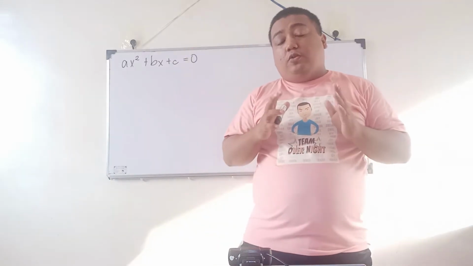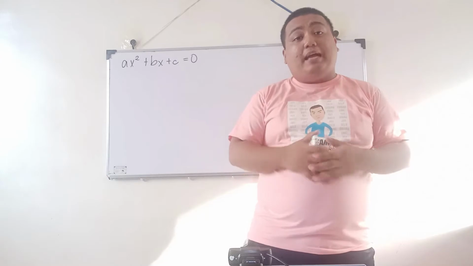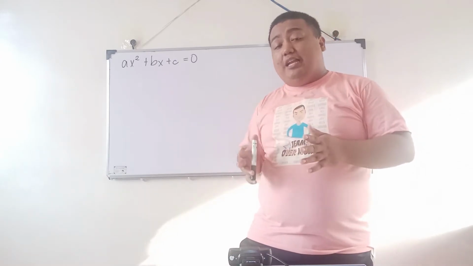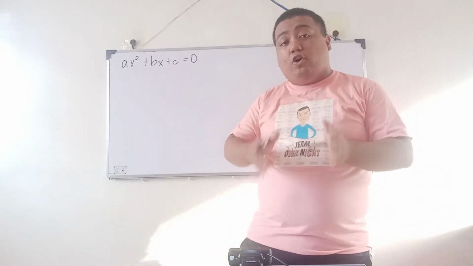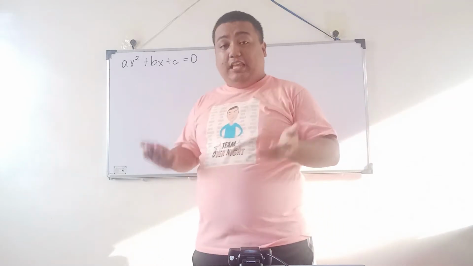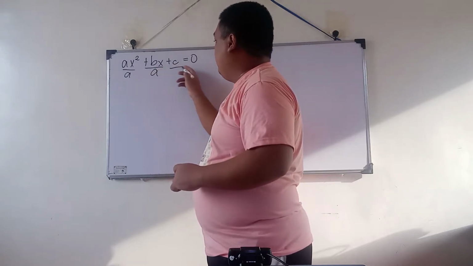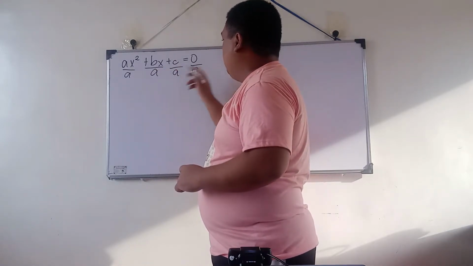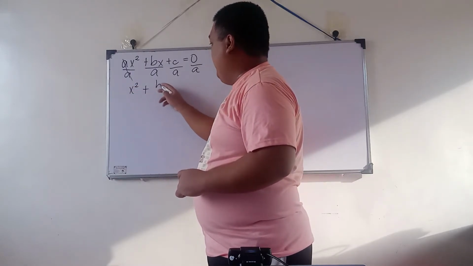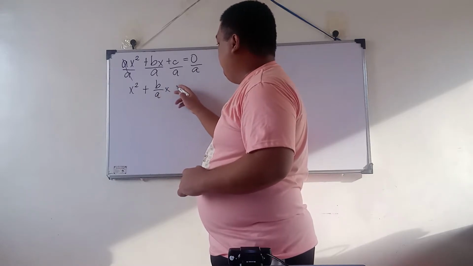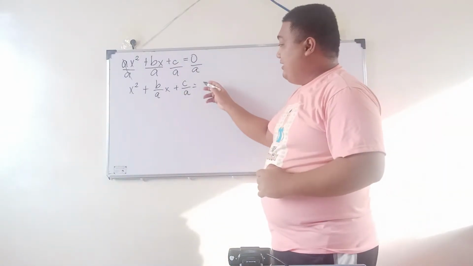So, let's go. Ang gagawin natin ngayon, tatanggalin muna natin si a sa tabi ni x squared. Bakit? Kasi si a pwede maging ibang value bukod sa 1. So, ang gagawin natin siya talagang 1. It means we will divide all terms by a, and all the equation as well. So, divide both sides by a. Cancel na to. So, ang naiwan na lang is x squared plus b over a x plus c over a. Then, 0 divided by a, the answer is 0.